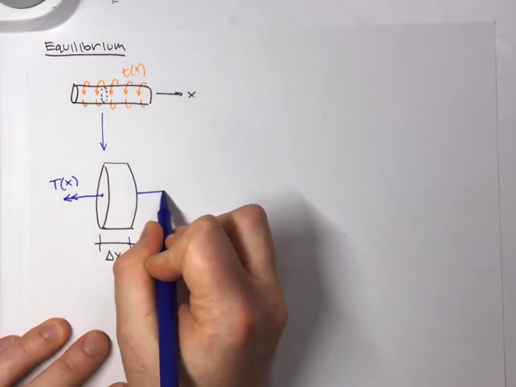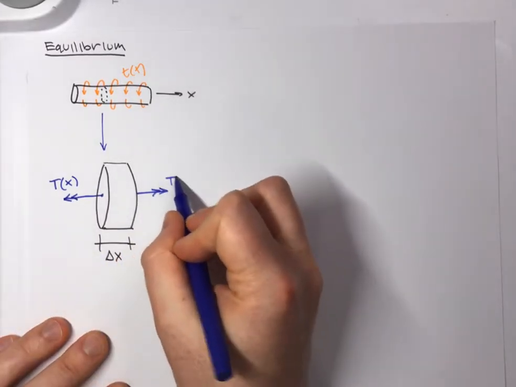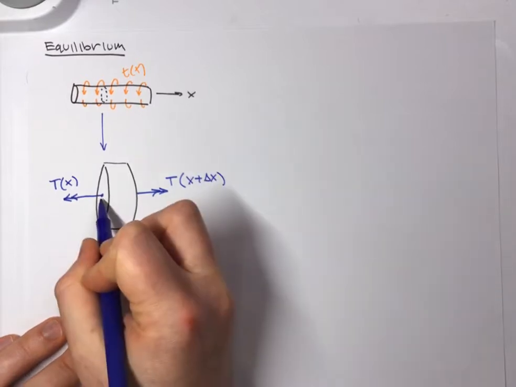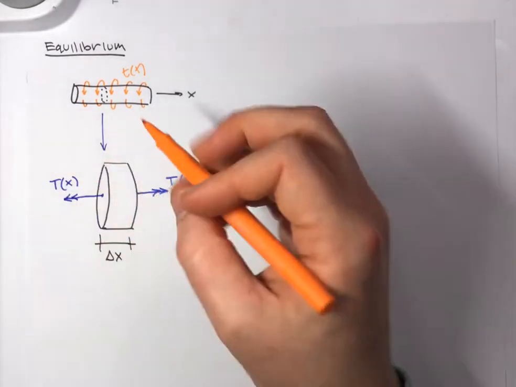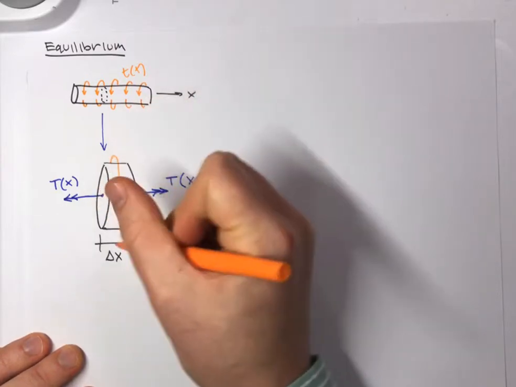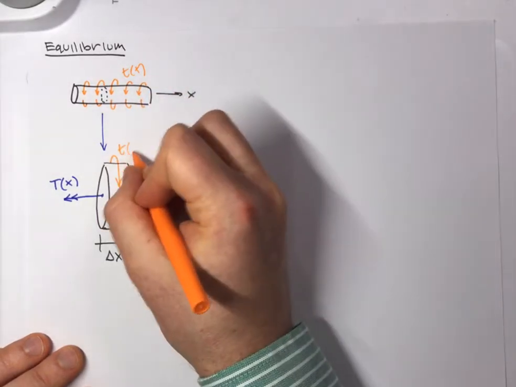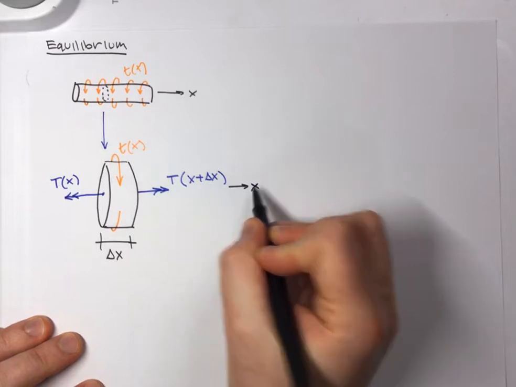And if we think about the other side, we're going to have some torque on that side as well, and that's going to be at x plus delta x. If x is on this side, that's going to be x plus delta x on that side. And we have some value that's going to be t. That's going to be t at x. And now I guess I should give this an axis still. This is the x-axis.